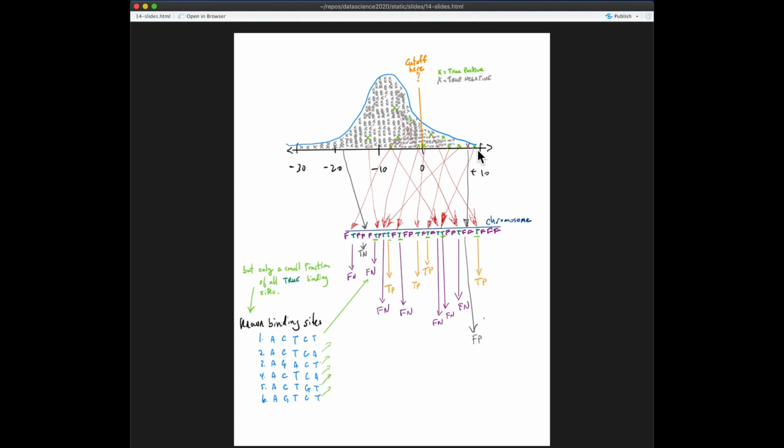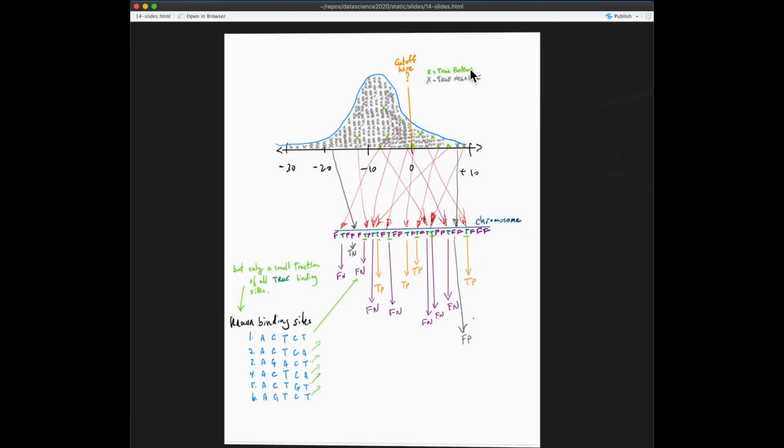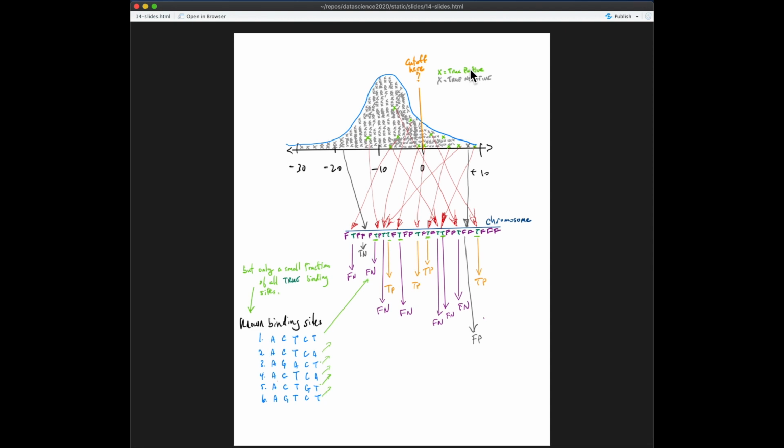And how many false negatives do I have? 1, 2, 3, 4, 5, 6. So my sensitivity is actually a half. You can validate that on your own time, but I believe my arithmetic is correct. I have six true positives and six false negatives, so my sensitivity is 6 divided by 12. Now, what's the intuition of sensitivity? Here's the best way to understand sensitivity.